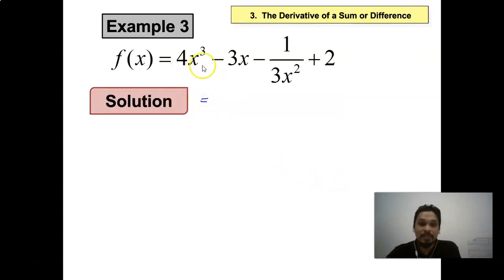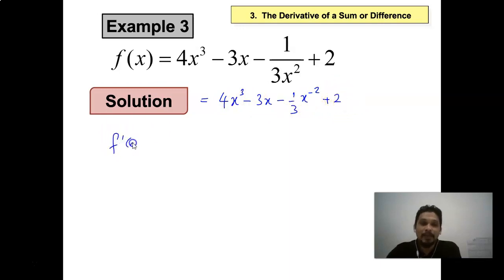Okay, for example, this one here. Before we differentiate, I would like to make some adjustment and rewrite everything. 4x cubed minus 3x. Look at this one now, -1/3 over x squared. As a denominator, bring it above and it becomes x to the power of -2, plus 2. So look at all these terms, one by one, all with an x except for this one. This is the only constant that we have here.